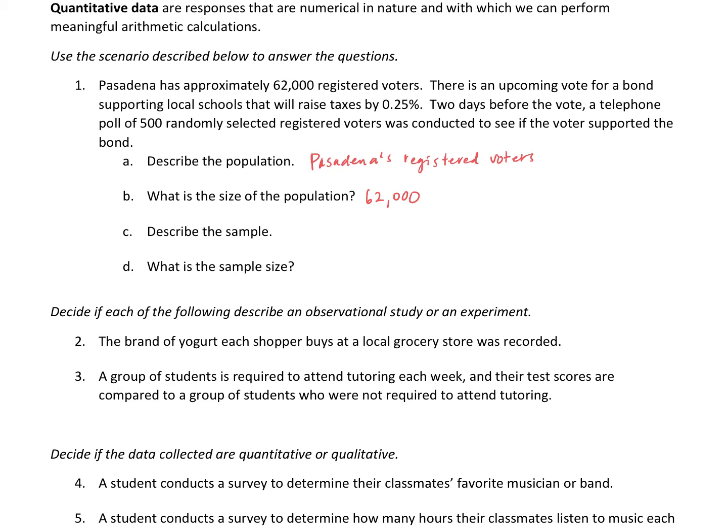So they conducted this survey by sampling 500 randomly selected participants. Oh wait, that's a sample size. So describe the sample. It was 500, I guess I can put the size there, that's fine. Randomly selected registered voters. And it doesn't say of Pasadena, but we're going to assume that that's the case. What is the sample size? 500. So they sampled 500 Pasadena registered voters out of the 62,000 possible voters.